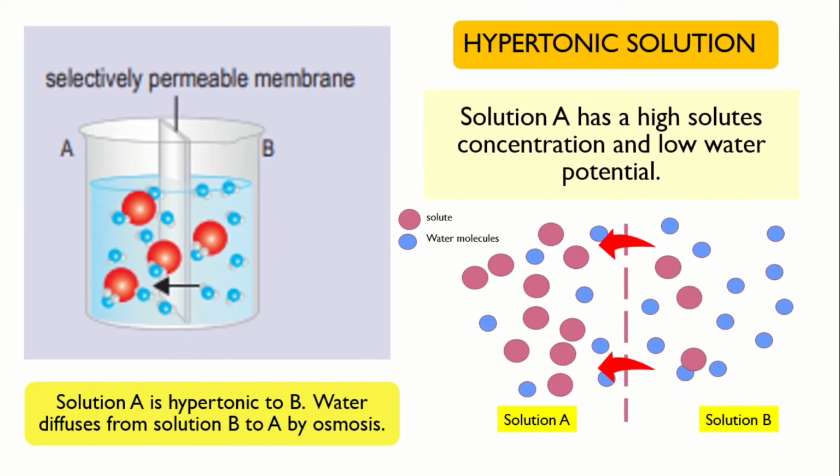This is the hypertonic solution, and solution A is hypertonic to solution B. Solution A has a high solute concentration and low water potential, so the water diffuses from solution B to A by osmosis.